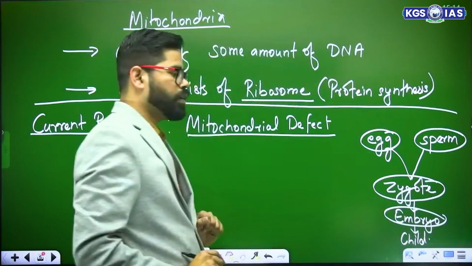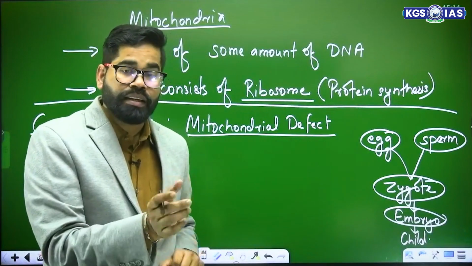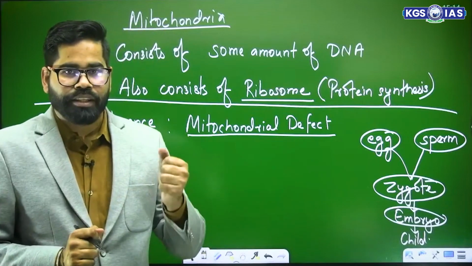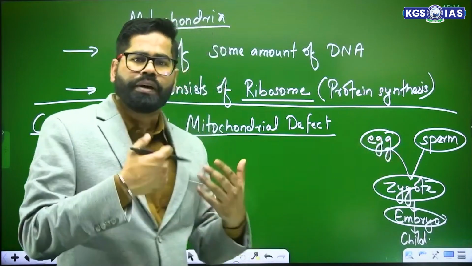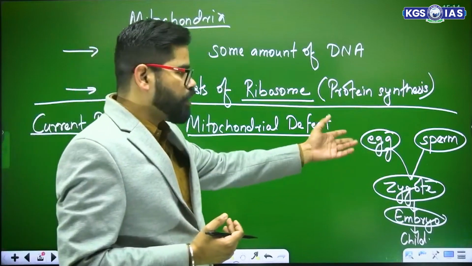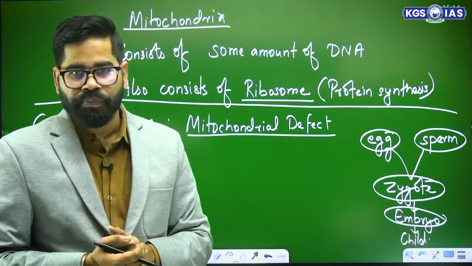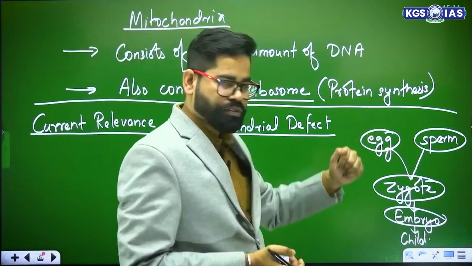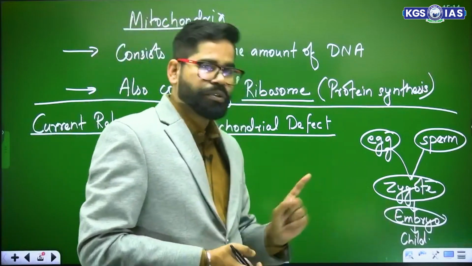So from mother and father, the sex cells are provided during the reproduction. From the mother there is transfer of egg cell, and from the father there is transfer of a sperm cell. And this leads to formation of zygote. Zygotes develop into embryo. Embryo develops into child.